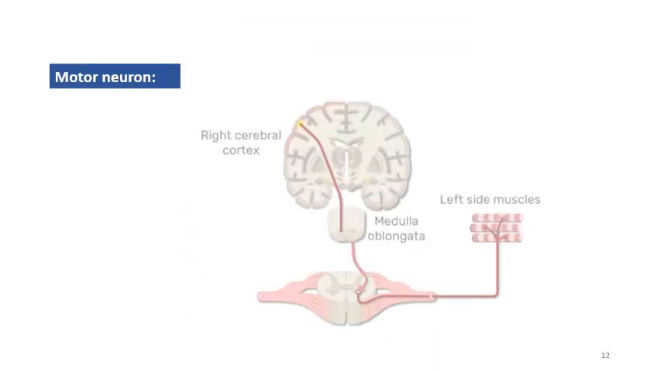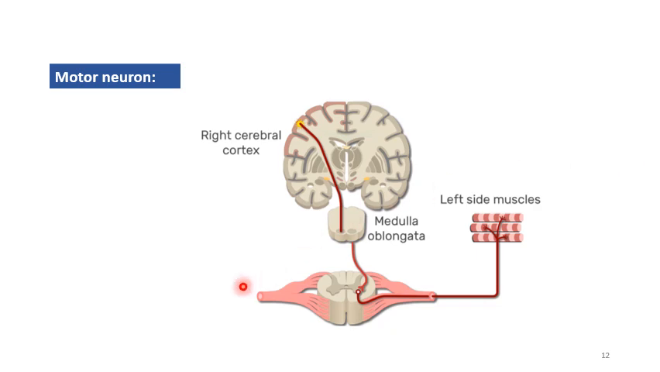Motor neuron. Motor neurons are the cells in the brain and the spinal cord that allow us to move, speak, etc. That is motor activity. Here the cell body of the motor neuron is present in the gray matter of the cerebral cortex, and it sends commands from the brain to the muscle to do its activity. And motor neurons are multipolar in nature.